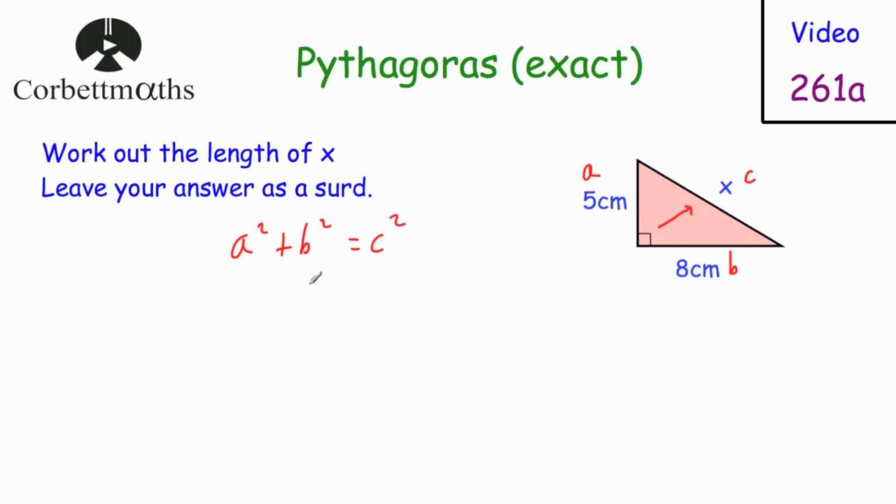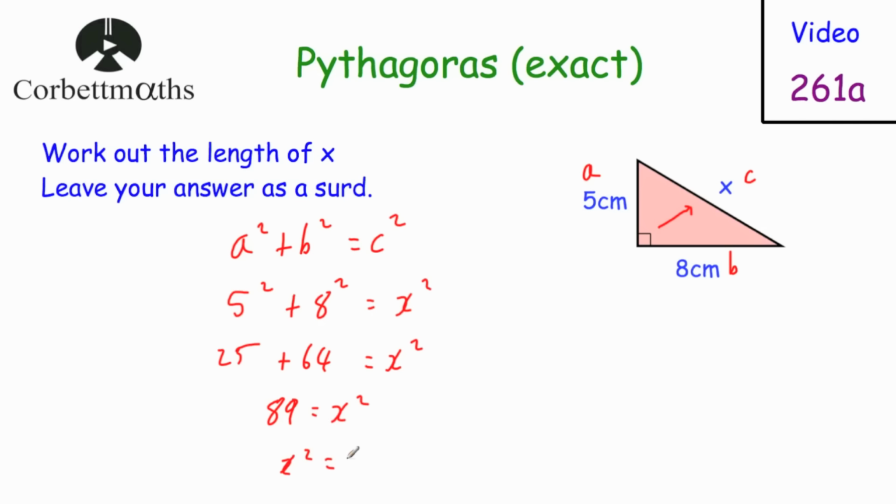So let's substitute in our values. Instead of a squared, we're going to have 5 squared, and instead of b squared, we're going to have 8 squared. And that's equal to, instead of c squared, x squared. So let's work out our values. 5 squared is 25, and 8 squared is 64, and that's equal to x squared. Now 25 plus 64 is 89, so we've got 89 equals x squared. Let's turn that around, so we've got x squared equals 89.